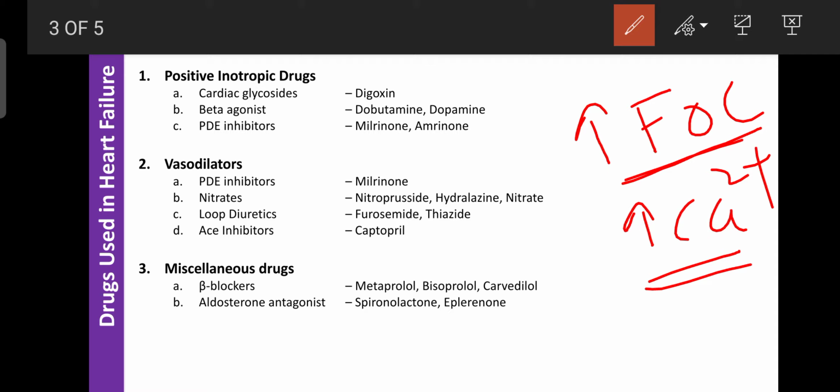So once again, the positive inotropic drugs are sub-classified into three types. The first is the cardiac glycosides. These are herbal drugs, glycosides in nature. An example is digoxin. This digoxin is one of the main drugs, or first line drugs, commonly used for the treatment of congestive heart failure, or it is the drug of choice.